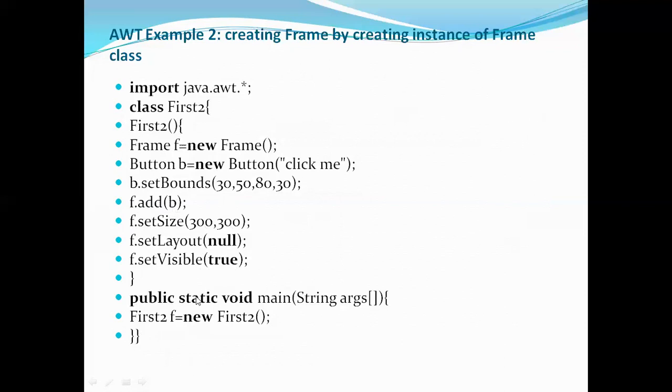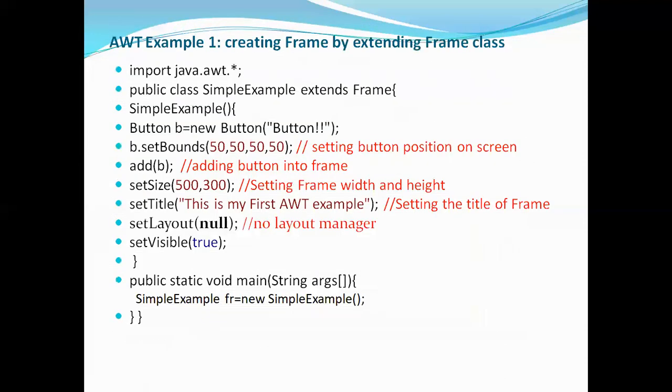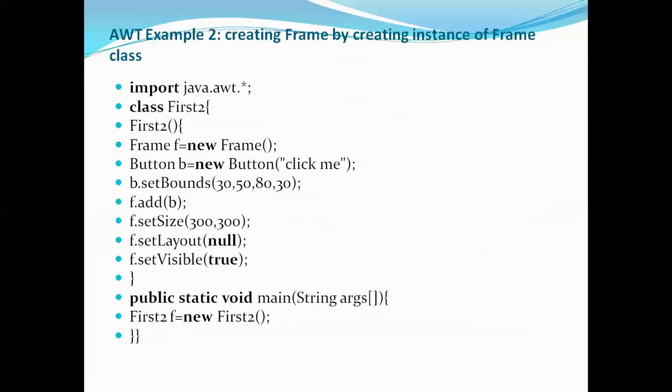So like this you have to create the frame by creating an instance of the frame class. And in the main method for my class, I'm creating an object by which this class will be called. So this is the second method. We have learned two methods to create the frame. One is by extending the frame class. The other one is using an instance of the frame class.